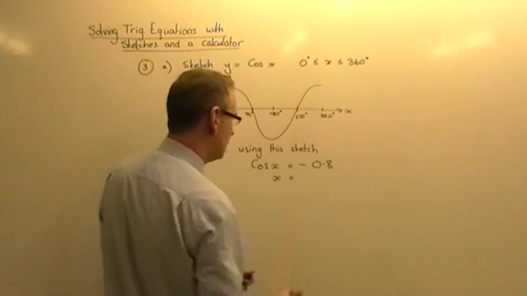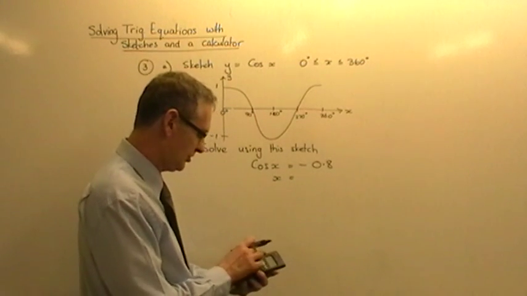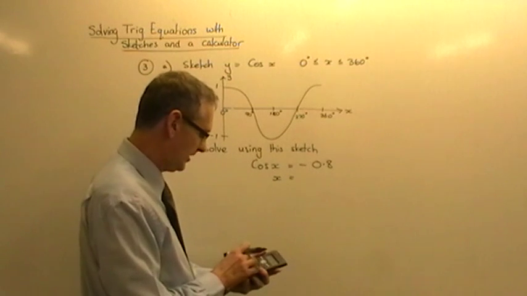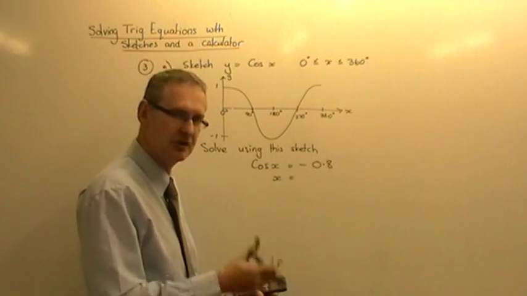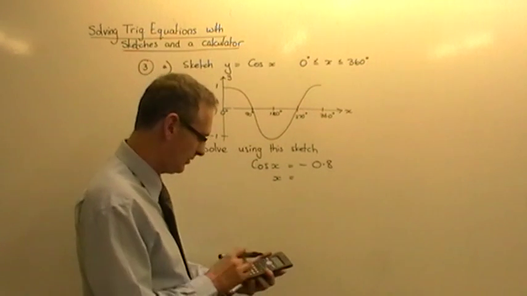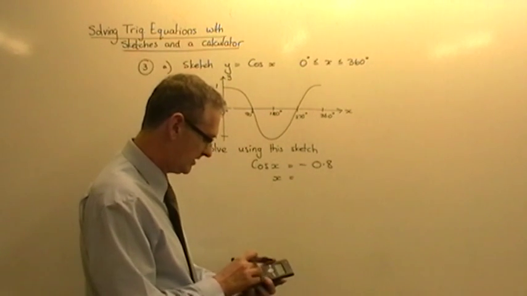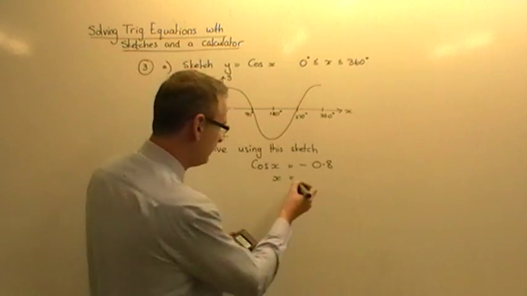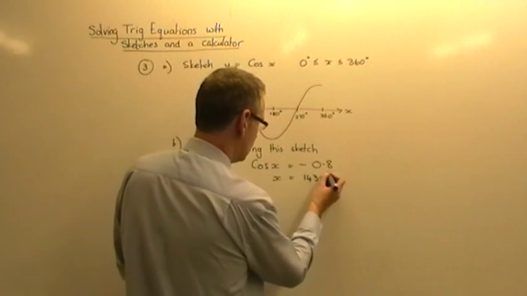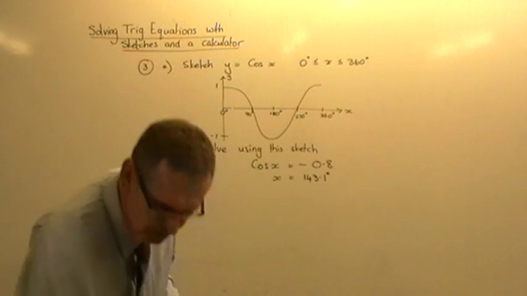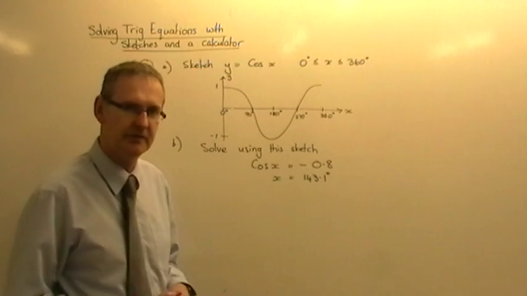So from a calculator, I'm going to reach now for my calculator, and I'm going to press inverse cos, so shift cos of minus 0.8. I'm going to put this inside a bracket, just in case the calculator doesn't like it. So shift cos of minus 0.8, and that works out to be, now you can see, it's 143.1 degrees from the calculator. Okay, so that's what the calculator gives me. So that, I hope, is going to be one of my answers, which seems fine.